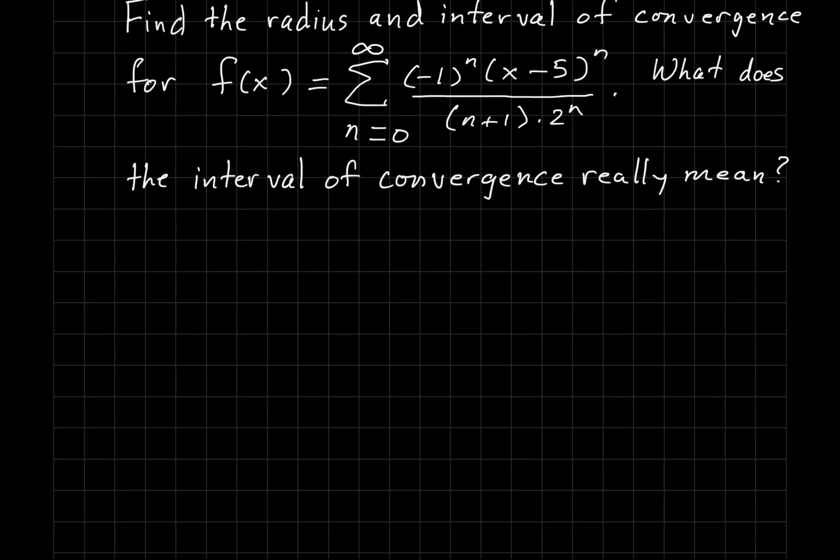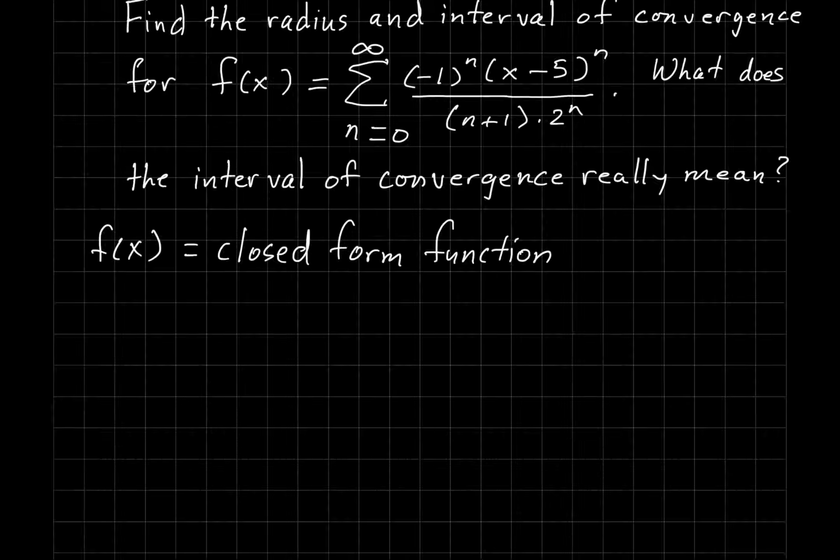But you need to think of f of x as a closed form function. I don't necessarily know what it is, but in other examples, it might have been sine of x, cosine of x, whatever. And then the series is the polynomial, which we hope converges to, that is, exactly equals f, our closed form function, on some interval.